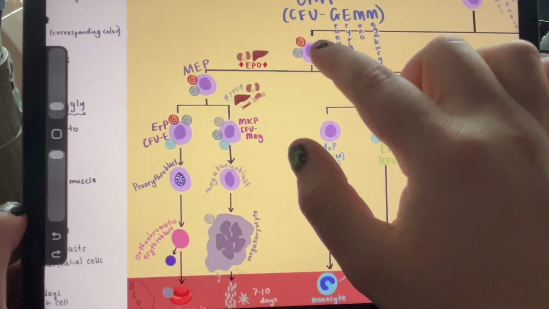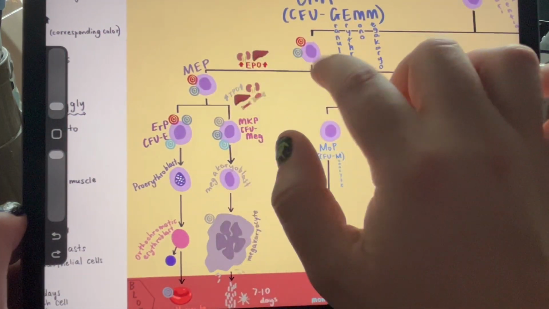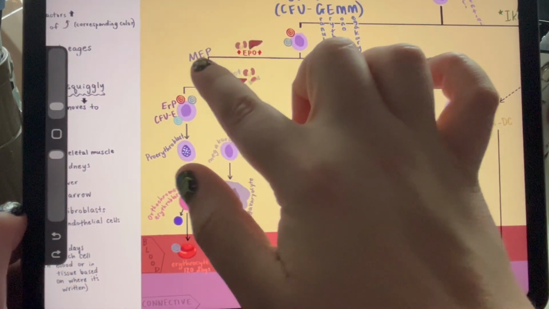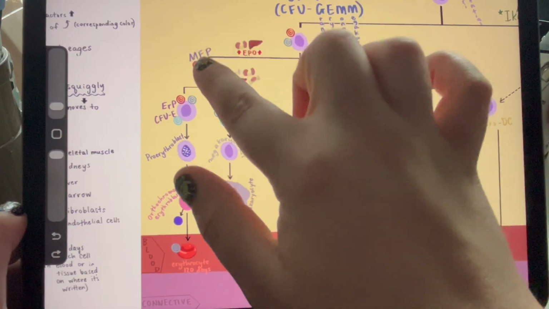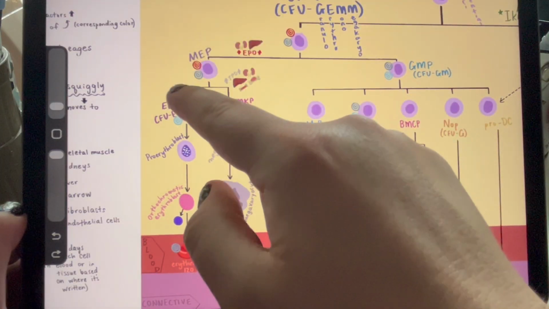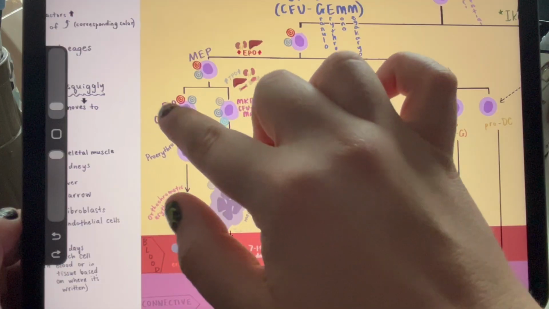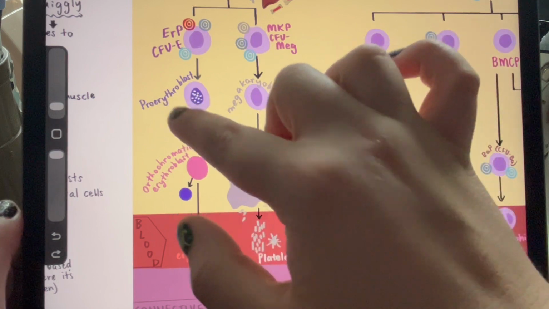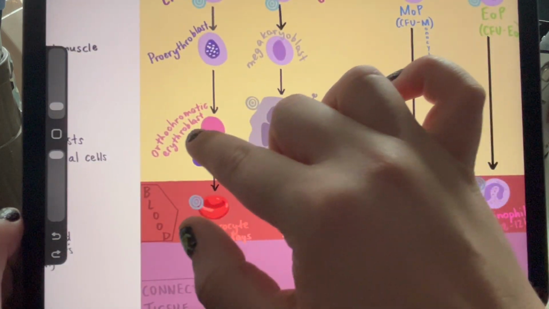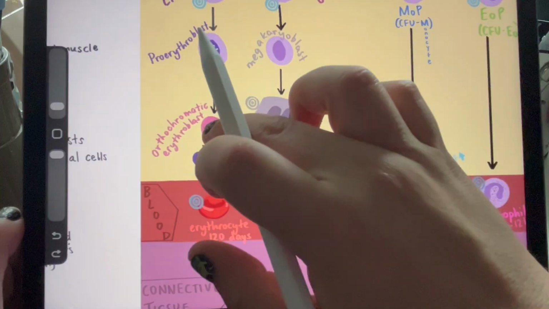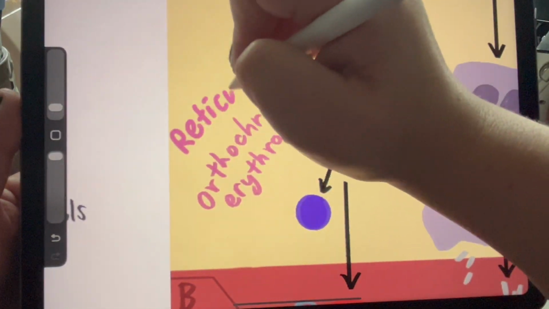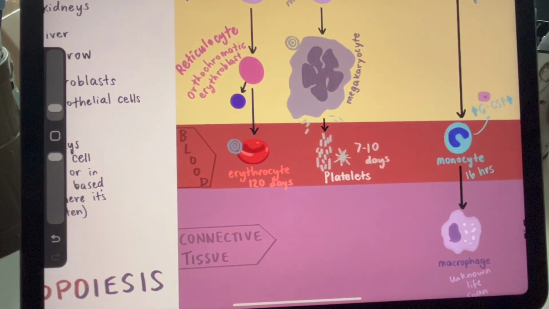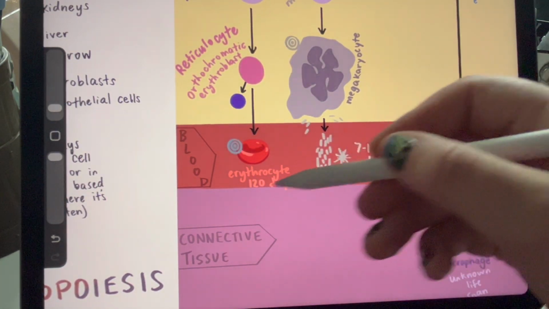CFU-GEMM. This is going to, if it's stimulated by EPO, go into forming a red blood cell. So that's going to go from the myelocyte erythrocyte progenitor. It's going to take the erythrocyte path. It's going to go down this colony forming unit erythrocyte, or the erythrocyte progenitor cell. That's going to go into a pro-erythroblast. That's going to go into a reticulocyte. Also known as an orthochromatic erythroblast, and that's going to move into an erythrocyte. It's going to survive for 120 days in the blood.